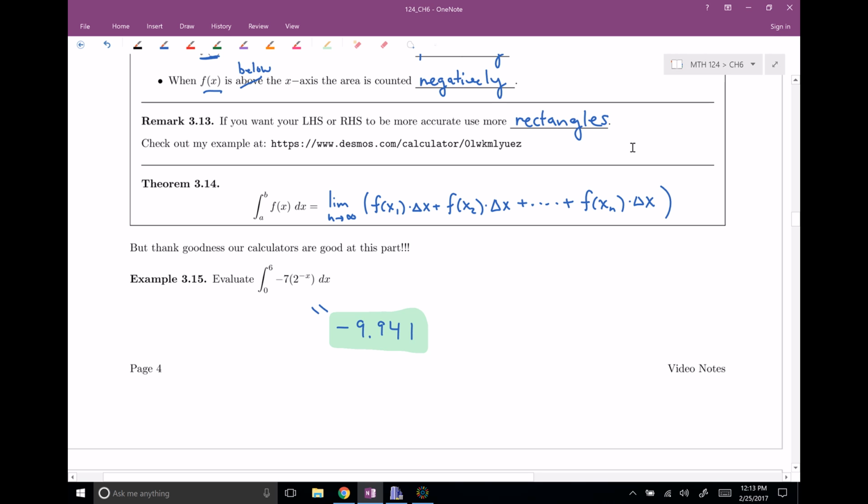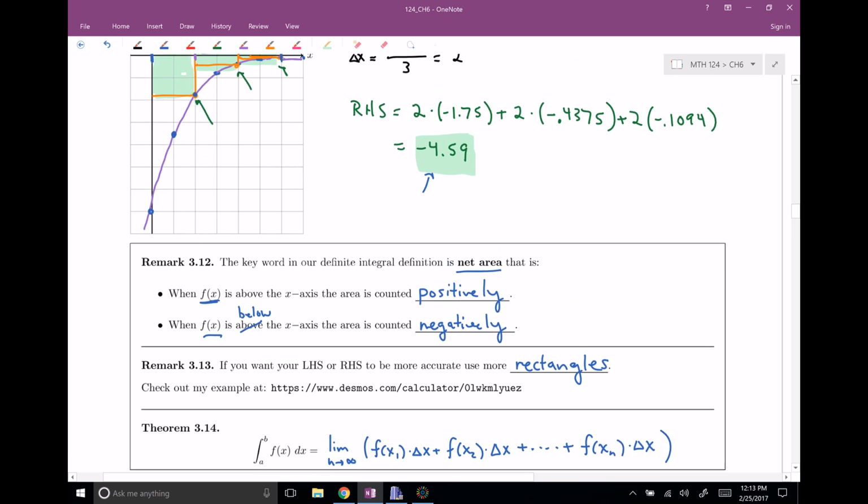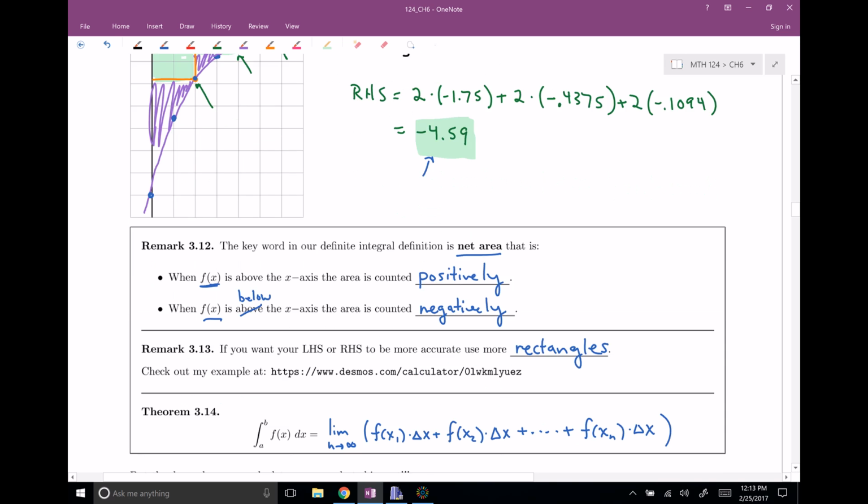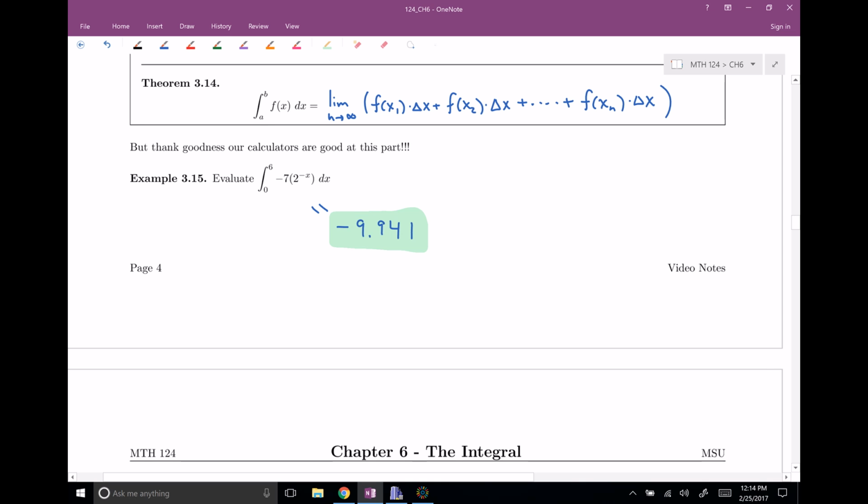And now you can actually see here maybe how far we were off, right? Back here we said that the area was around negative 4.59. This is pretty far off, right? But it's because we only used 3 rectangles, right? There was all this area left over that we didn't take into consideration, and we probably should have, right? There's a lot missing here. So negative 9.941 is the actual area under this curve. Notice it's negative because it's below the x-axis, and our calculators can do this for us. So this is really nice.